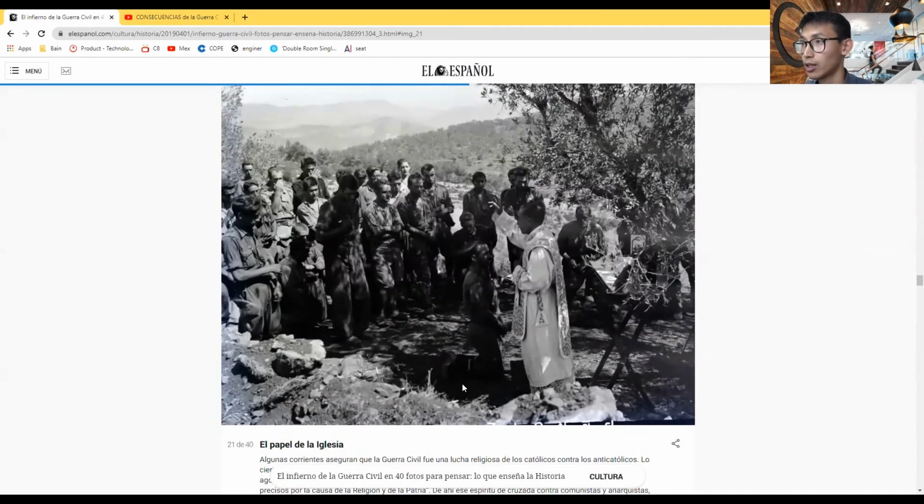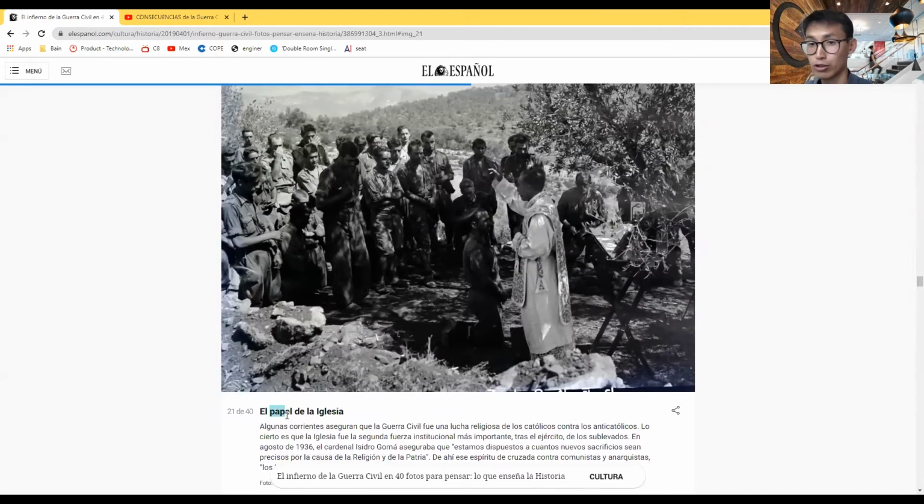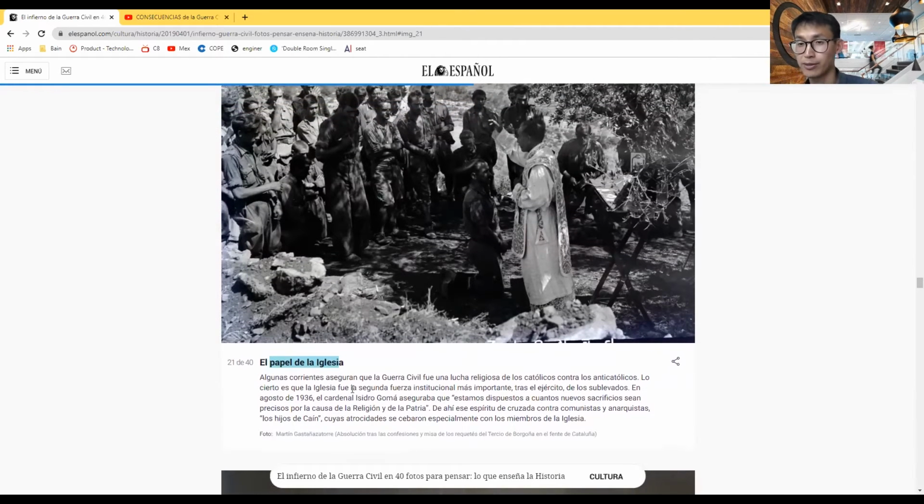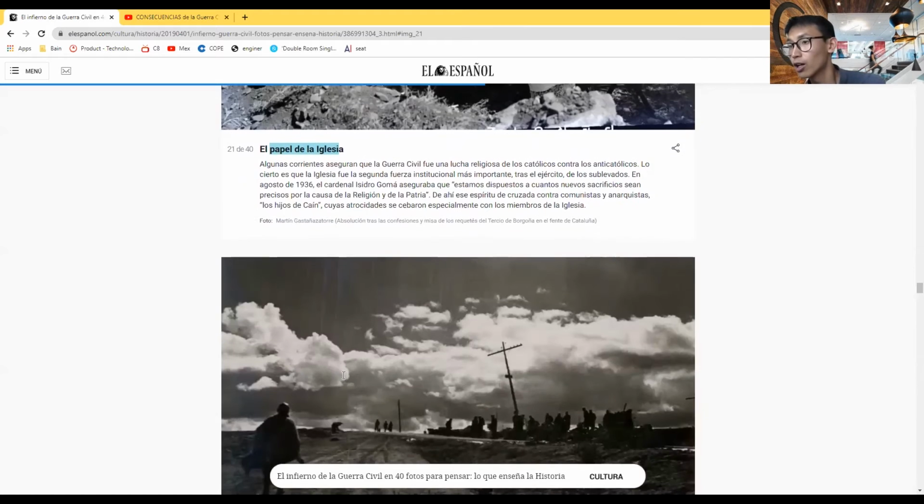And then here it talks about the role of the church. So the Catholic Church was basically on the side of the national band, so of Francisco Franco, because the Republican governments basically weakened a lot of the power of the Catholic Church.